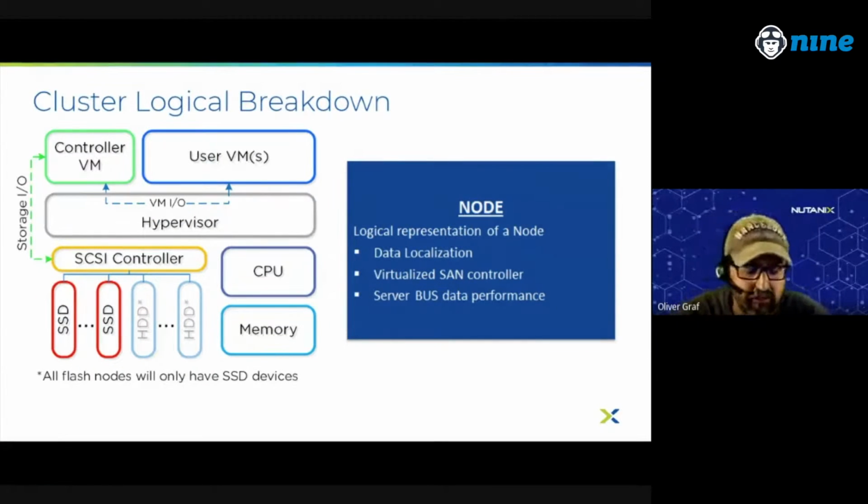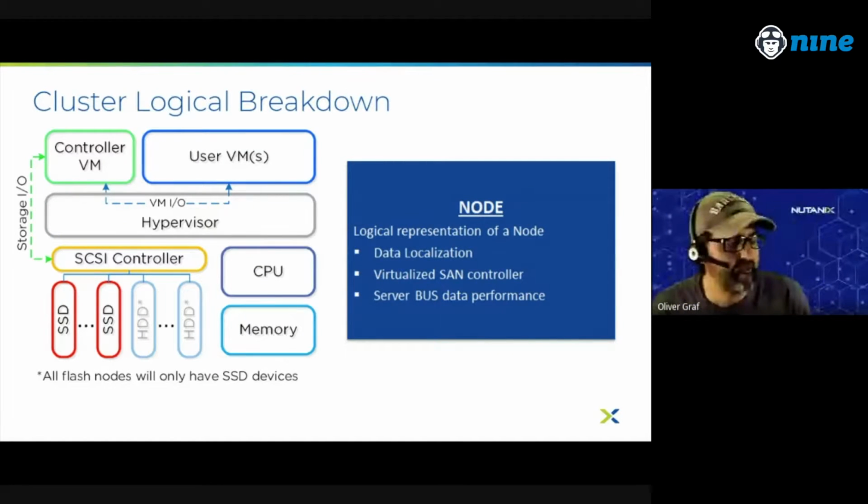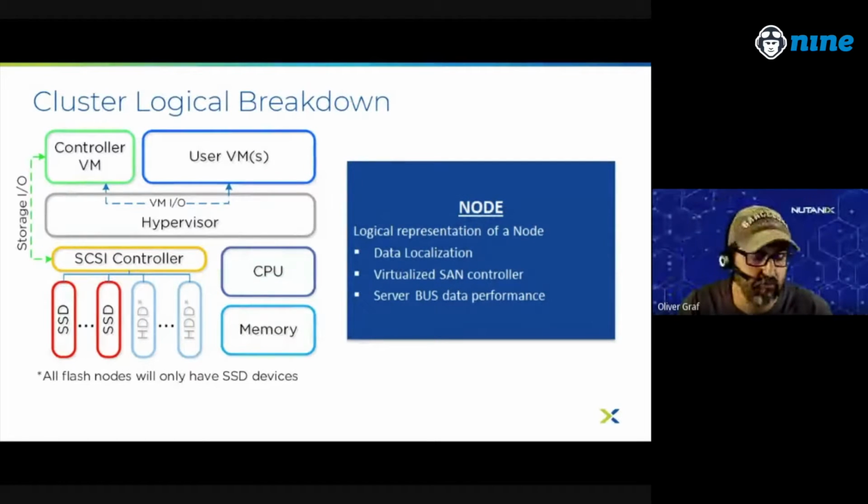When you do a logical breakdown of one node, the controller VM is responsible for the core Nutanix platform logic and handles services like storage I/O and the transforms like deduplication, compression, and erasure coding. It has the UI and the API services, upgrades, DR, and replication, and a lot more services that are running on the controller VM.